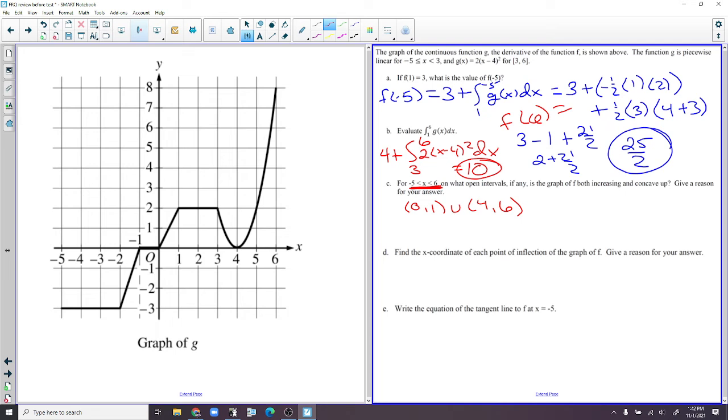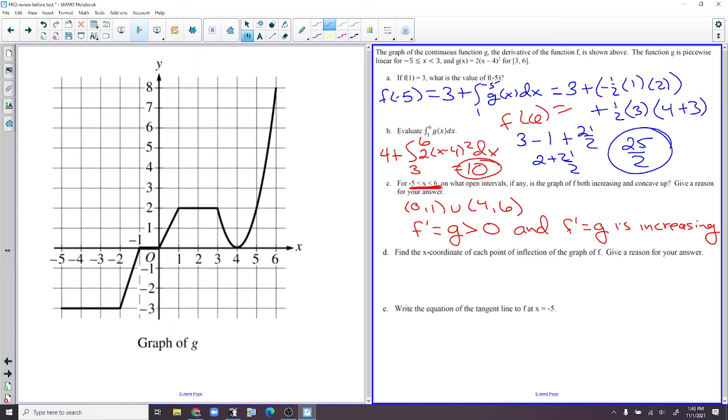All right, I'll make the bridge. F prime is equal to G is greater than 0. That's the increasing part. I made the bridge between the graph and talking about f prime. And f prime equal to G is increasing. That means it's concave up, because the second derivative is positive, in other words.